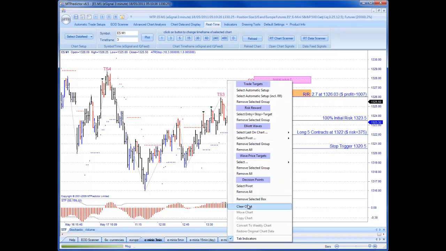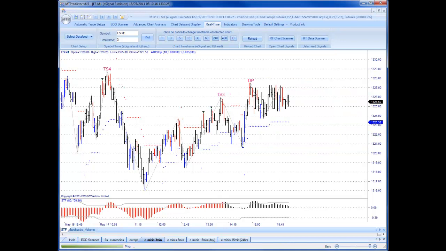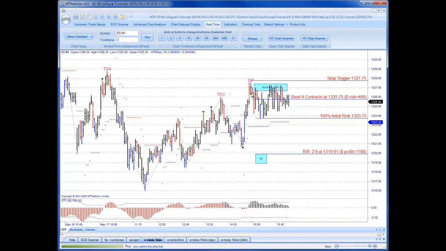Clear the chart off. We then have a DP sell up here that didn't get stopped out. Basically the market chopped and went basically sideways. And if we actually put the risk reward on at the close of the day, it's plus 0.1R. So I'm going to call that break even, really. So there's nothing on that one there.